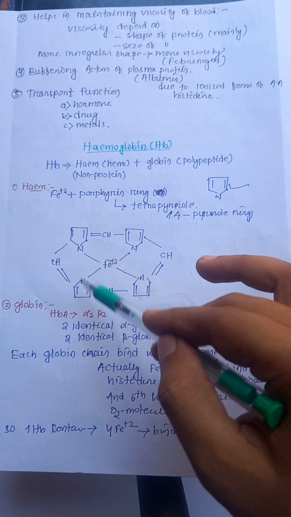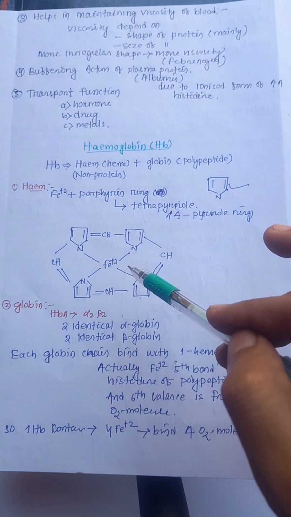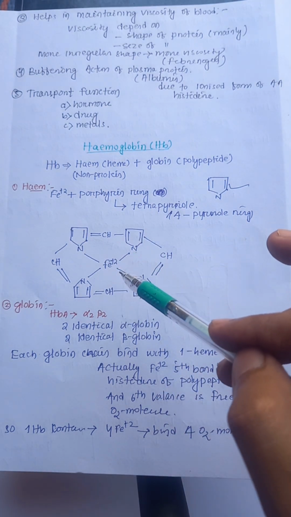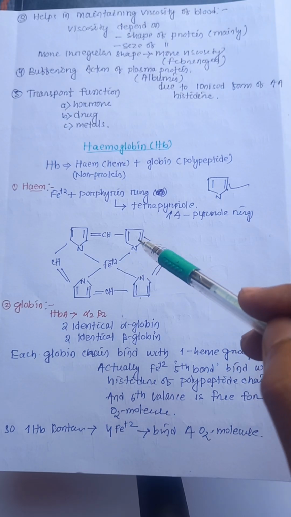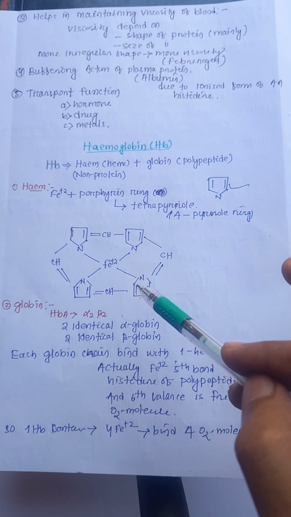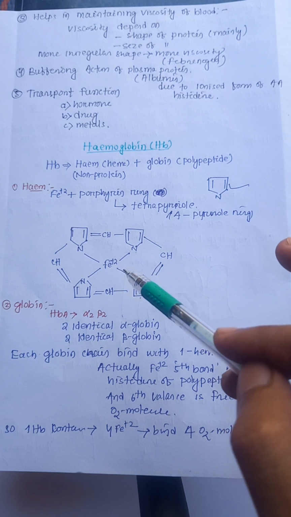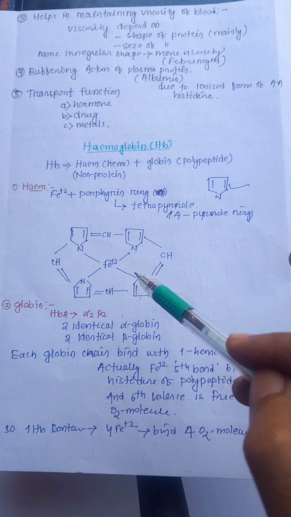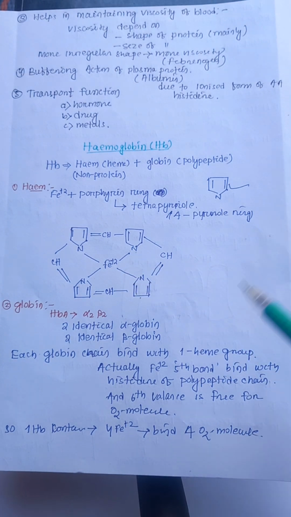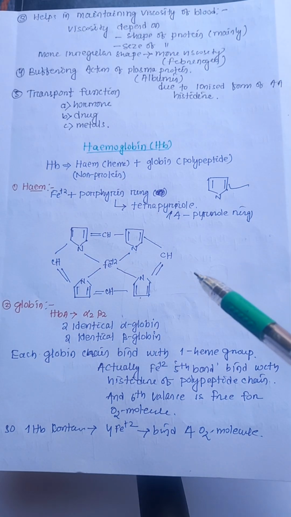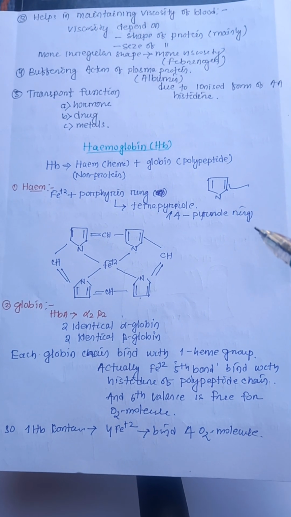So here there are already 4 bonds, and one bond will form with the peptides of the beta chains. The remaining one, which is present free, is actually responsible for the binding with oxygen. So one hemoglobin molecule can bind with 4 molecules of oxygen, or 8 atoms of oxygen. This is actually what you should learn about hemoglobin.